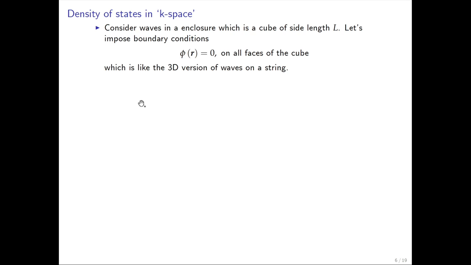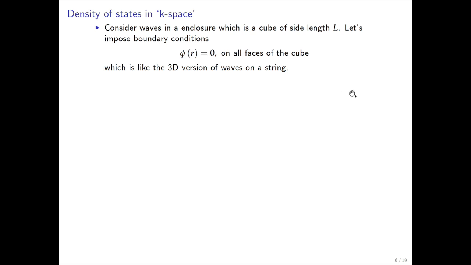So let's consider the wave equation in an enclosure, and just to make life simple, we'll choose a cube that has side lengths L. So each side of the cube is capital L, and we'll have, of course, boundary conditions where the wave function is 0 on all faces of the cube. So it's kind of like a 3D version of waves on a string. So it's a 3D box.